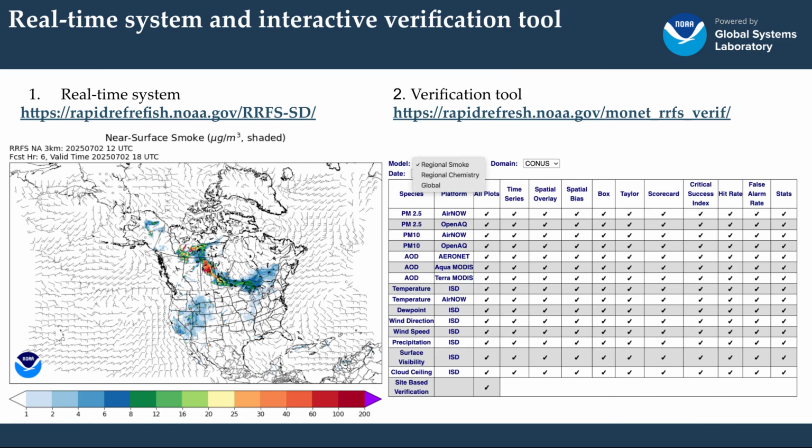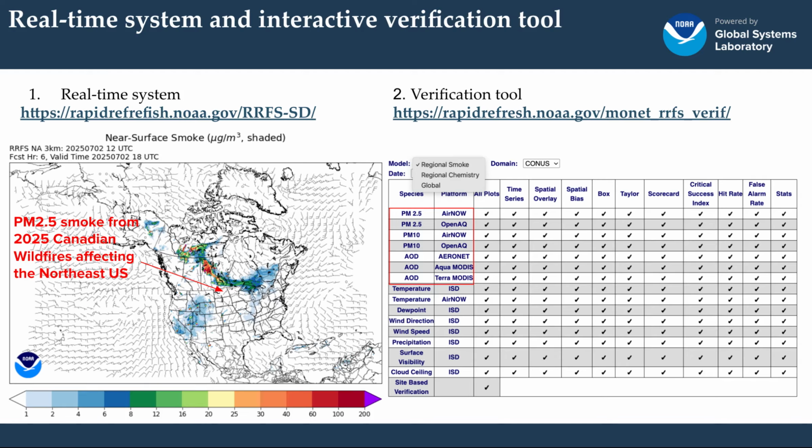So our real-time system has been running for a couple of years now, and we also have an interactive verification tool. Here is an example on the left for the Canadian fires of 2025, and you see how fires are affecting the northeast of the US. On the right is a snapshot of the verification tool, highlighting the parameters related to smoke.